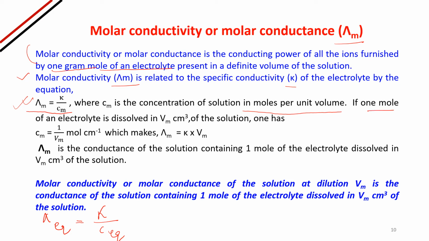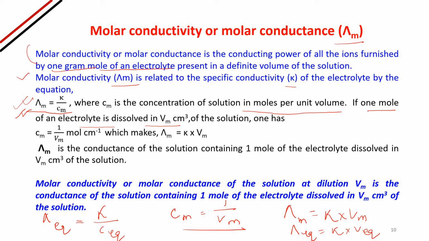Now, if 1 mole of an electrolyte is dissolved in Vm centimeter cube, then what can we write? Cm, that is the concentration, is equal to 1 by Vm. So just put this value in this equation. So what are we getting? Lambda m is equal to kappa into Vm. It is just similar to lambda Eq is equal to kappa into V equivalence. Remember that, children. It is just similar to that.